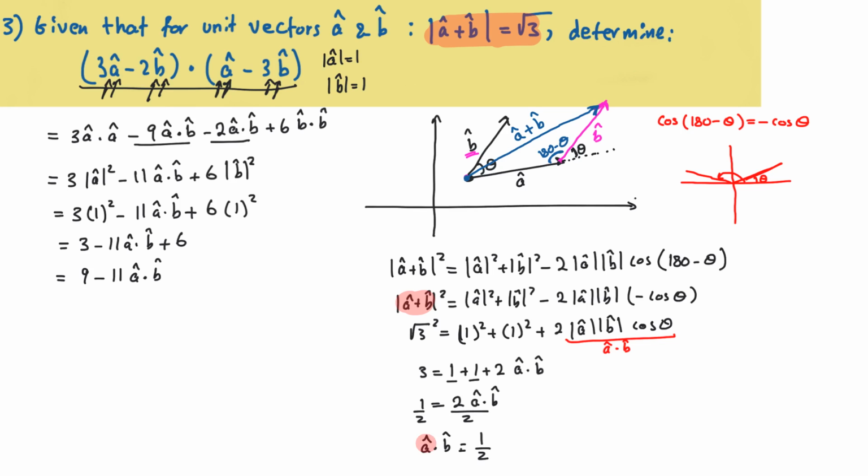I will then use that idea over here, and I will get this is equal to 9 minus 11 times 1/2. So it becomes 9 minus 11 over 2. That's 18 over 2 minus 11 over 2. And my final answer becomes 7 over 2.